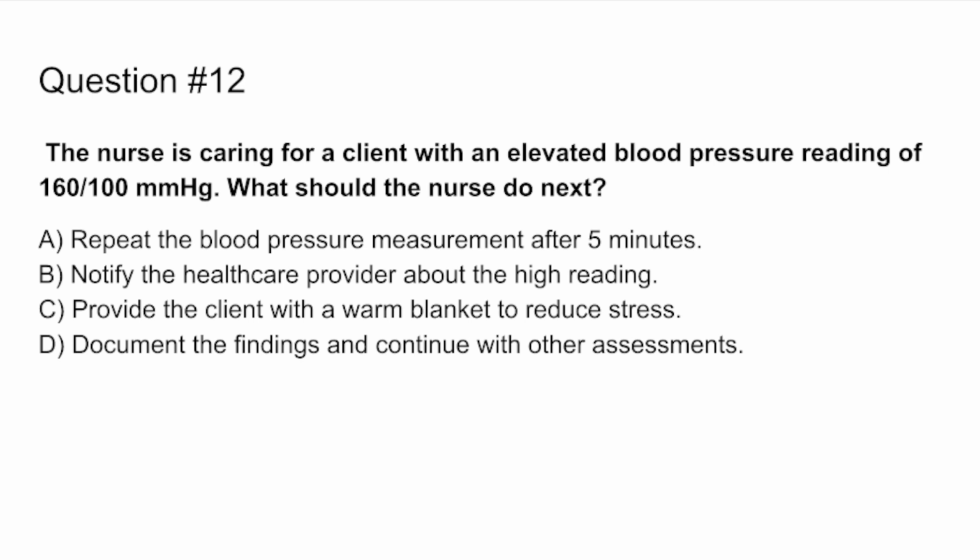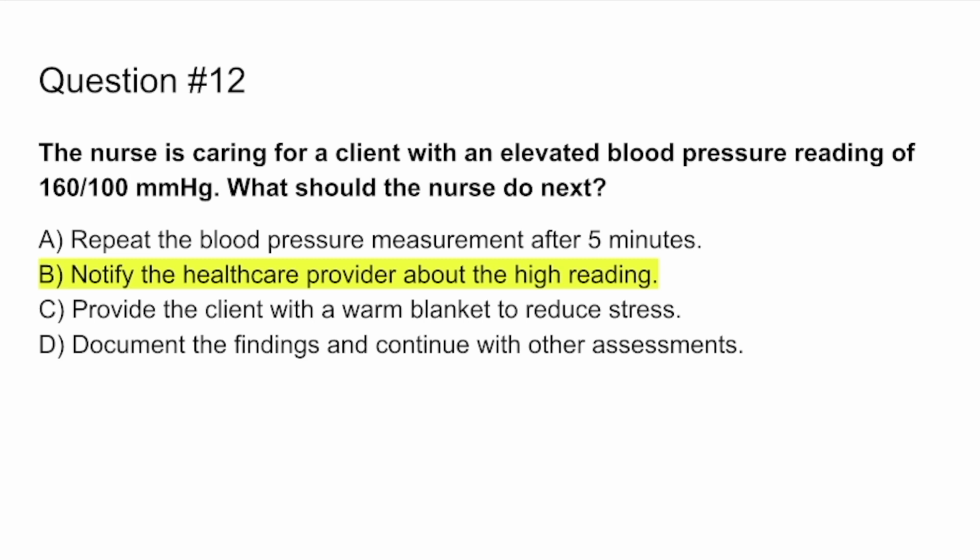Like I said before, we want to address this problem now. So giving them a warm blanket to reduce stress, that's irrelevant to the question. Document the findings and continue with other assessment. That's irrelevant right now because we want to either act or assess, not document. Document is usually the last thing you want to do. So we have A and B. Repeat the blood pressure measurement after 5 minutes. Now, most of you might want to go with this answer, but the answer is actually B. Notify the healthcare provider about the high reading. Guys, this is stage 2 hypertension. This is important. Plus, guess what? We don't know this patient's baseline vitals.